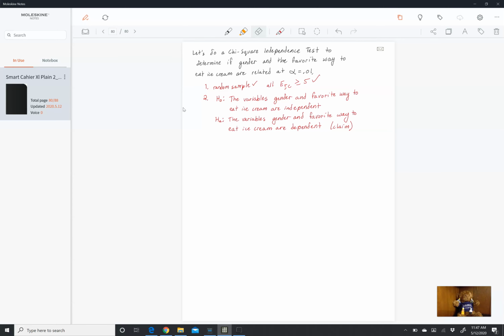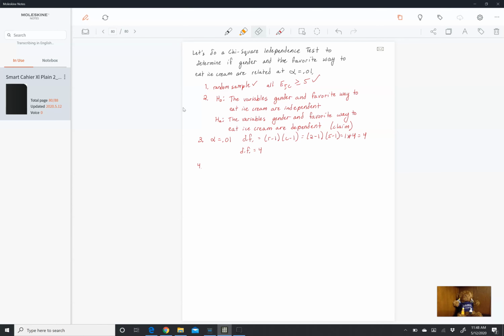Okay, so now we need to identify the level of significance, which we gave you as 0.01, and the degrees of freedom. So remember, our degrees of freedom is R minus 1 times C minus 1. Well, in this particular example, the number of rows was 2. The number of columns was 5. So this becomes 1 times 4, or 4. So I'm just going to rewrite this down here because we have a lot of stuff in between. The degrees of freedom is 4, okay? So you take the number of rows minus 1, the number of columns minus 1, and you multiply that together.